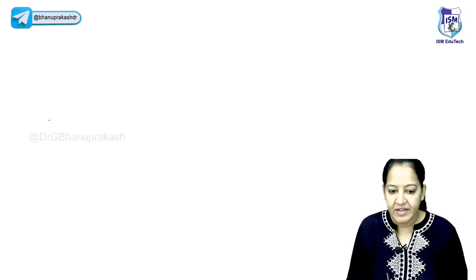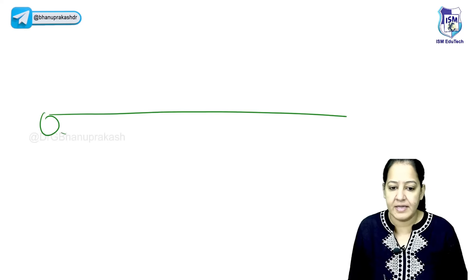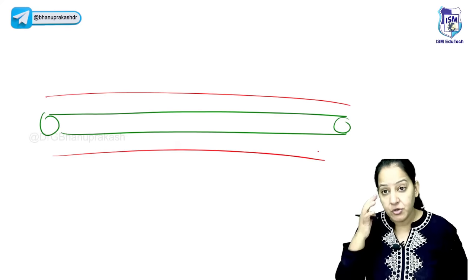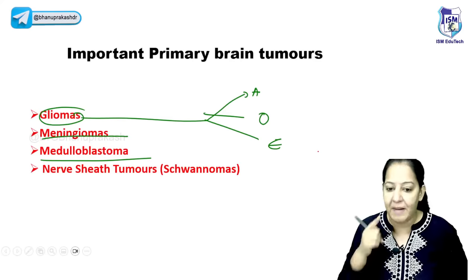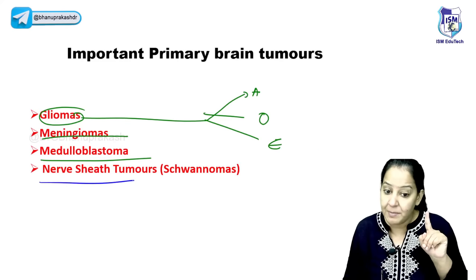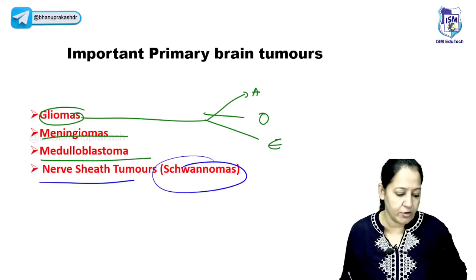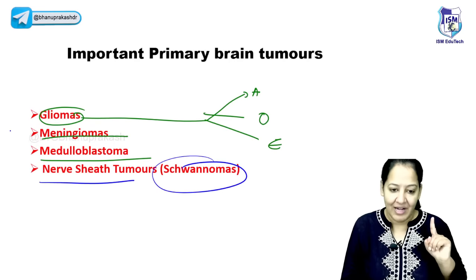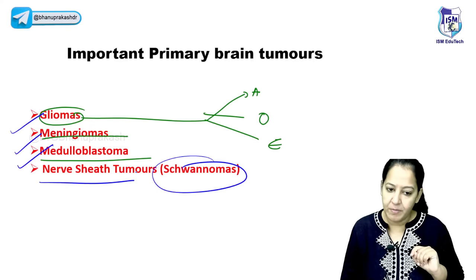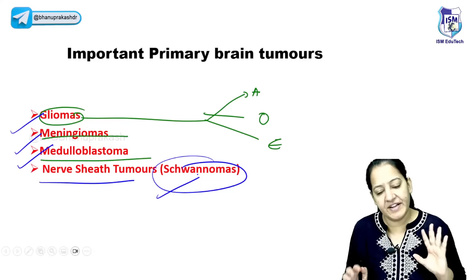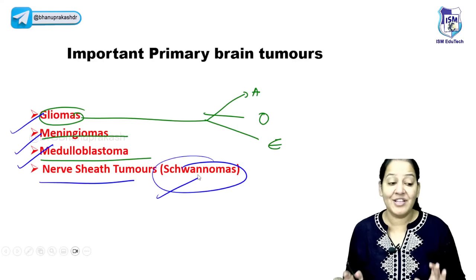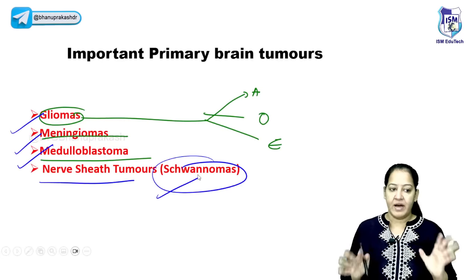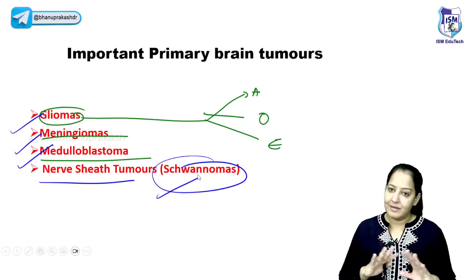Not only this, we have nerve. This is a nerve. Now the nerve is surrounded by myelin sheath. So nerve sheath tumors are also there, the peripheral nerve sheath tumors, the tumors in the myelin sheath. These are schwannomas. So I'm going to teach you schwannomas also. Got it? So how many tumors are we going to cover? Glioma, meningioma, medulloblastoma, and schwannoma. So in your exam, definitely you are going to get questions from them, and other important brain tumors. Say yes. Got it? So one by one, we will take these tumors and complete them.